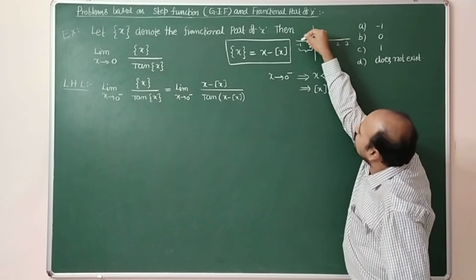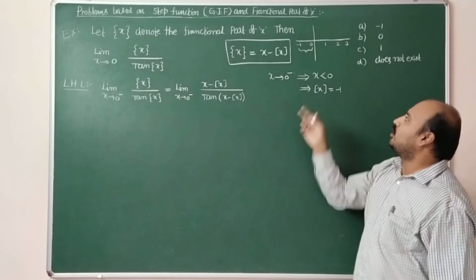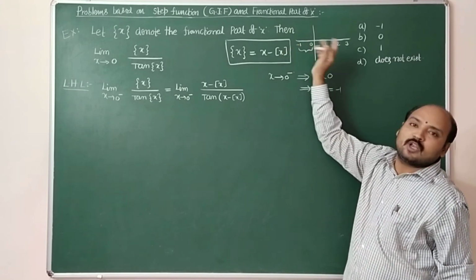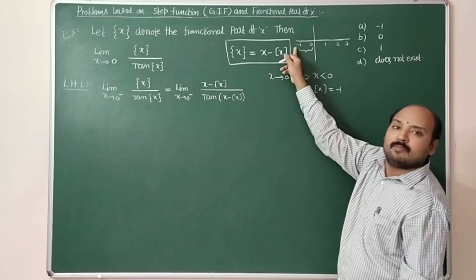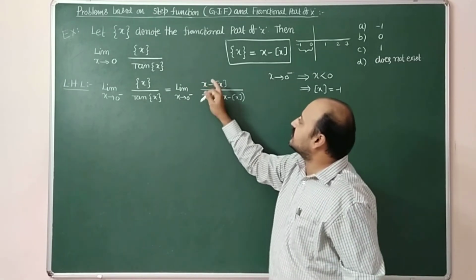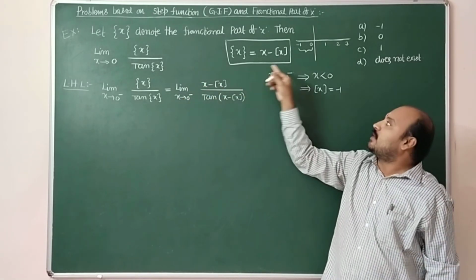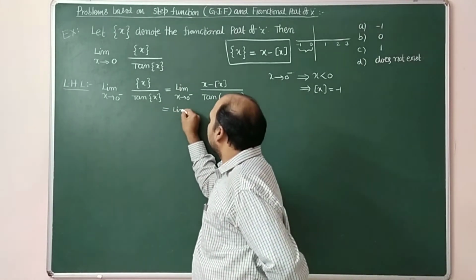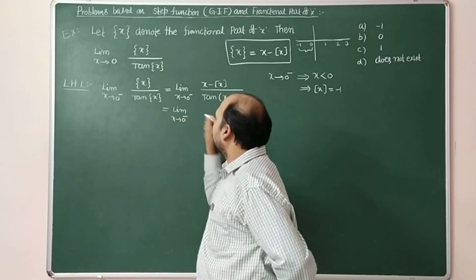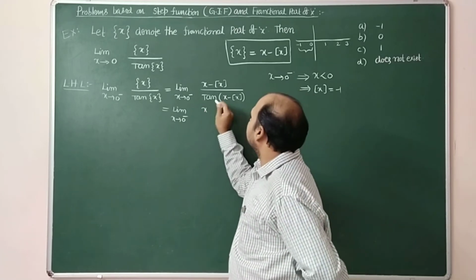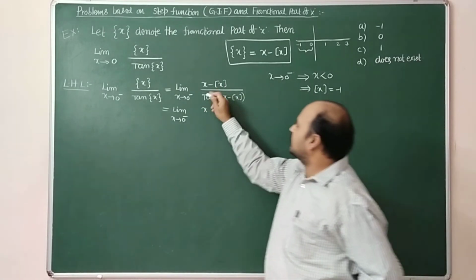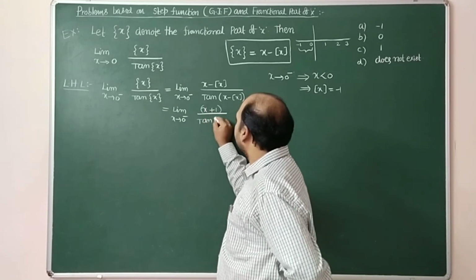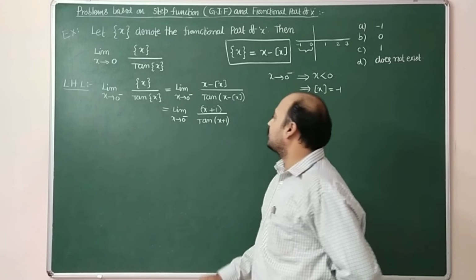In between 0 and minus 1, any value you can take, it will reach the left of it. What is the left value? Minus 1. So wherever step x is there, as x tends to 0 minus, step x value goes to be minus 1. So limit x tends to 0 minus, x, step x value how much? Minus 1. So x minus of minus 1, plus 1, divided by tan of x minus of minus 1, plus 1.